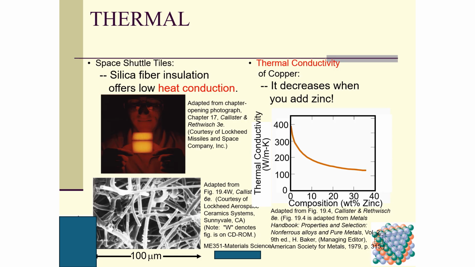So for thermal properties, here's an example: space shuttle tails. The silica fiber insulation offers low heat conduction. Low heat conduction is desired, and the thermal conductivity of copper decreases when you add zinc.